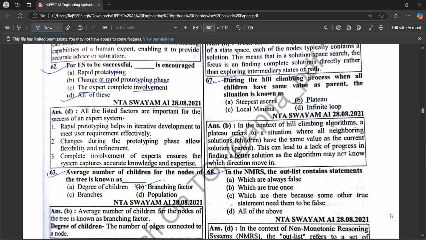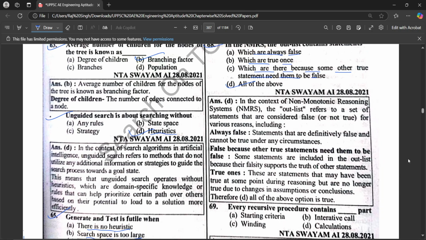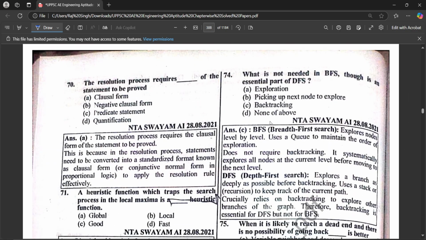In NMRS, the outlist contains statements which are always false, which are true ones, because some other true statement needs to be false, hence all of the above. Every recursive procedure contains dash part which is an iterative call. The resolution process requires dash of the statement to be provided.